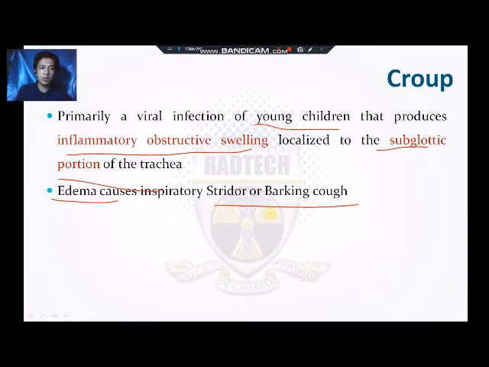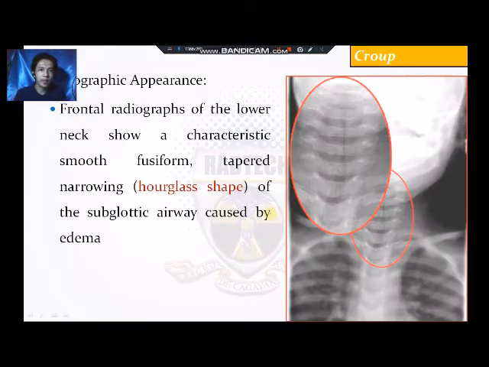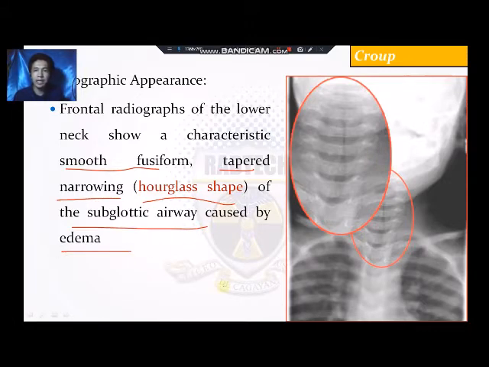So medyo maglison na ginahawa din si patient, and then if ever mag-ubo si patient na ay changes sa normal nga sound sa ato ang cough. Okay, so radiographic appearance, frontal radiograph of the lower neck show a characteristic smooth fusiform, tapered narrowing, or the hourglass shape or hourglass appearance of the subglottic airway caused by the edematous formation.